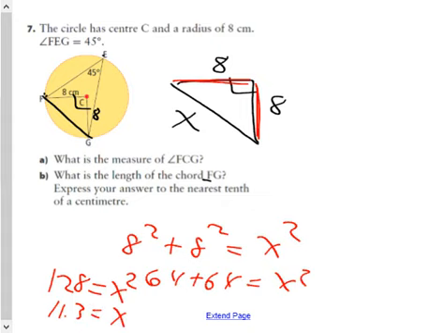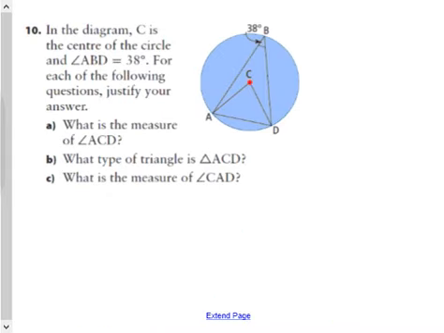So the length of FG. Question 10, beautiful question. Love this question so much. It says in diagram, C is the center of the circle. Angle ABD is 38 degrees, which we now know means that this angle is how much?